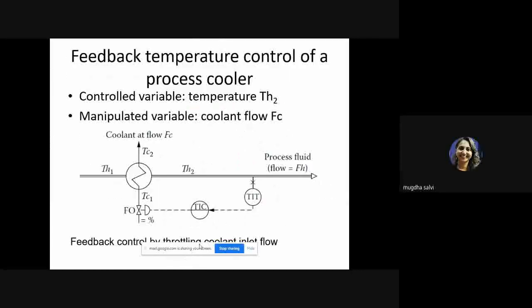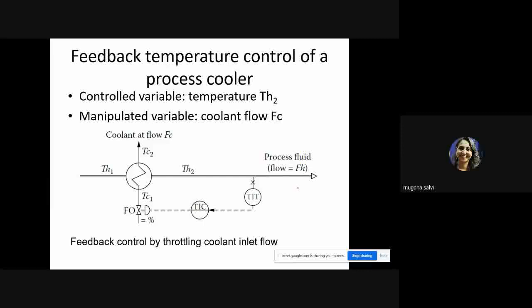So the first control scheme: feedback temperature control scheme for the process cooler. In every control scheme that we discuss, you are expected to write what is the controlled variable and what is the manipulated variable for that control scheme. You all are aware of these concepts, controlled variable and manipulated variable. Still, I will just brush it up.